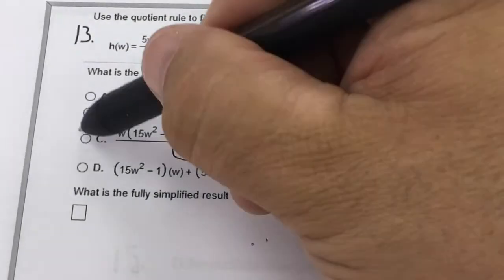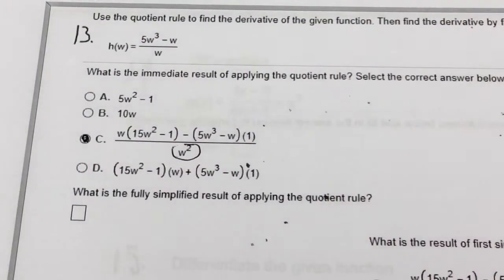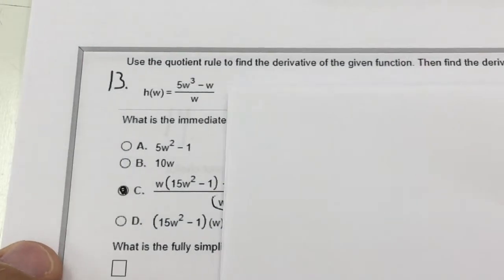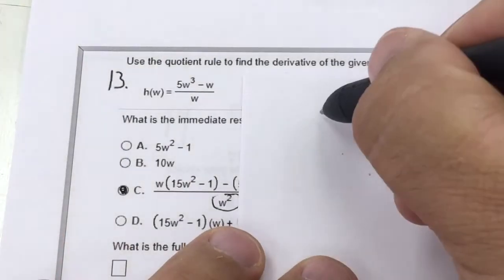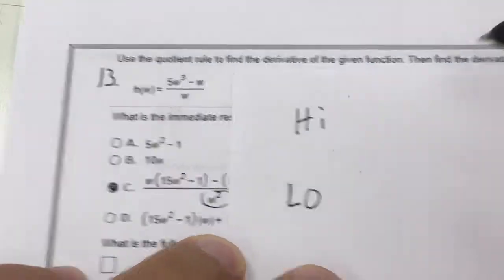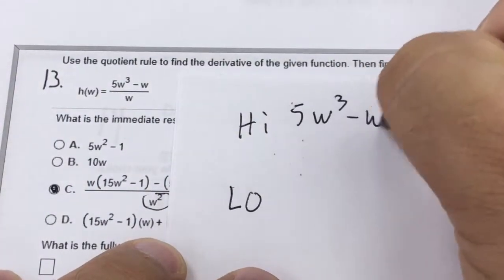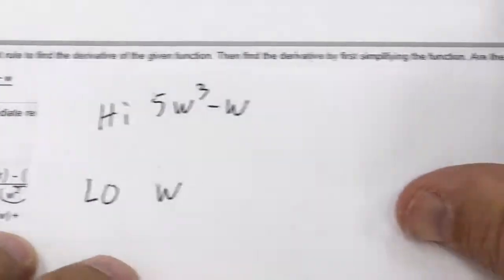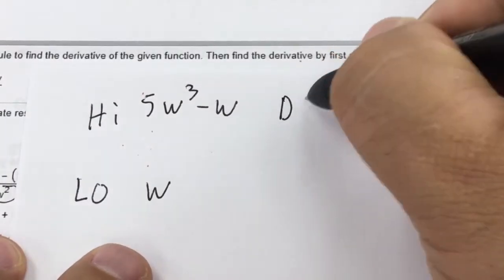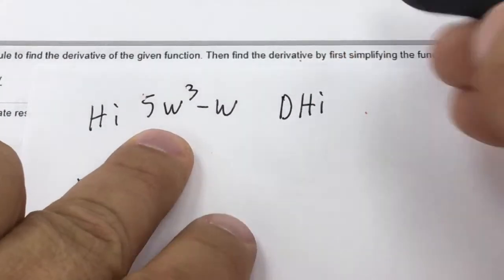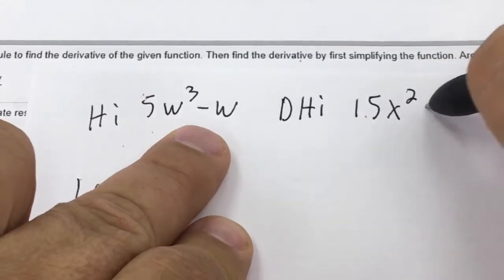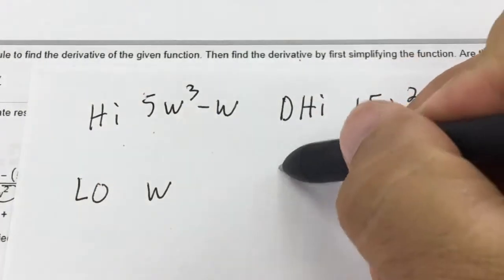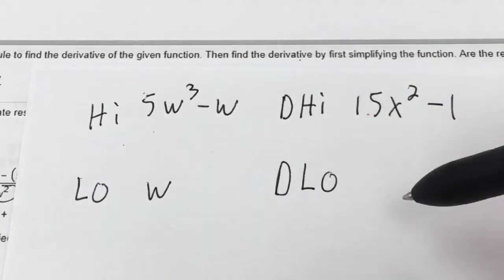Notice I have the w squared, so they try to choose c, but I'd rather you actually go through the steps. So I have a high value of 5w cubed minus w, and I have a low value. My high value is 5w cubed minus w. My low value is just w. Now I'm going to do my d high. My derivative of the high is going to be 15x squared minus 1. The derivative of my low, the derivative of w, is just going to be 1.